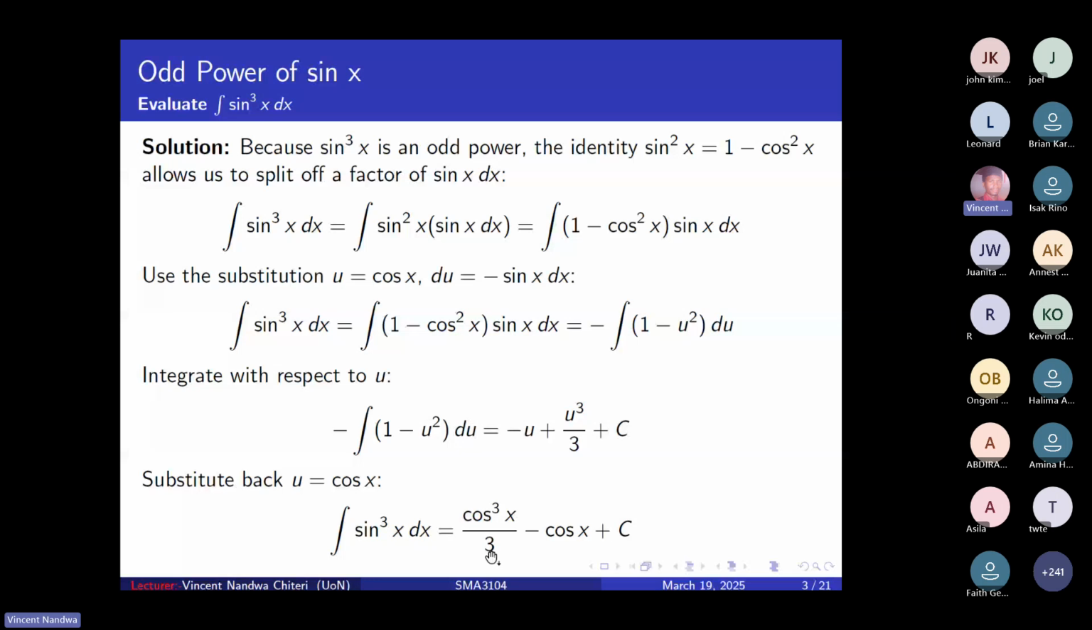So the key thing here is when the power of any sine or cosine is odd, you make use of the identity cos squared plus sine squared equals 1. Then you split the odd power as a product of two functions, where one will have an even power, another part will have an odd power, and then you make the substitution accordingly.